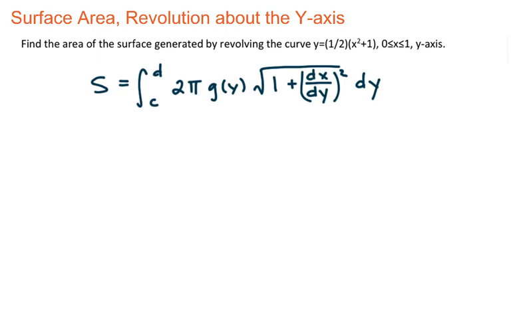Now, what we want to think about is what we're given. The function that we're given here is this curve, y equals 1/2 x squared plus 1. This is a parabola, and we're given bounds on the x-axis. X is between 0 and 1. That's our closed interval. So let's think about what this graph looks like before we even start the problem.